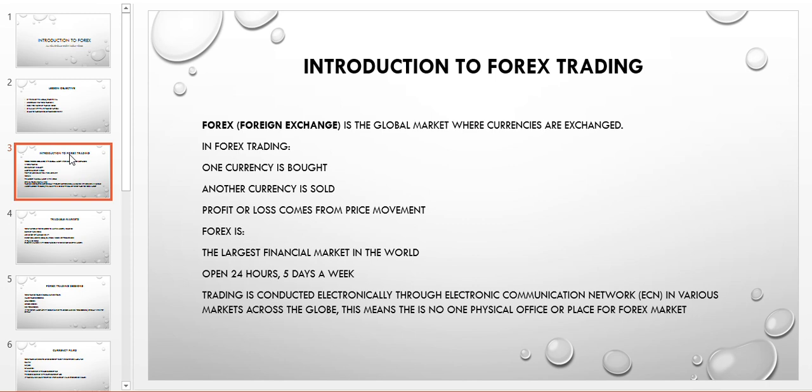And how do you make profit or loss? Profit or loss comes from price movement. So you're saying that this currency's value will increase, and the currency value increases, so you make profit. You make a loss when you say, okay, the value of this currency will increase and the value of that currency drops. And vice versa. That's how it works.